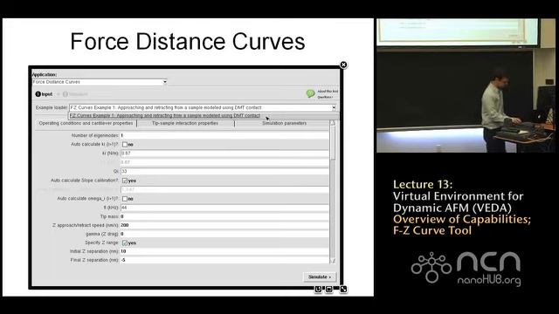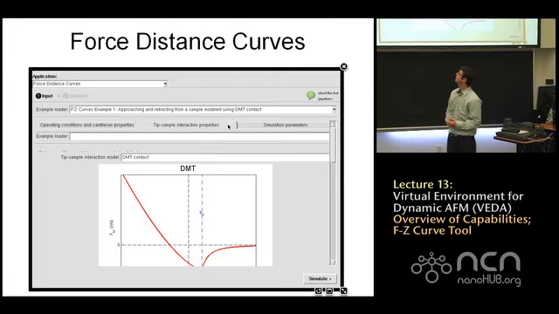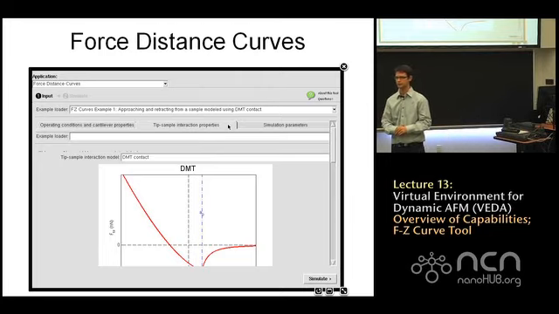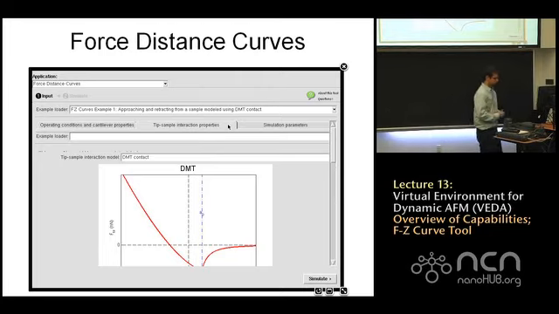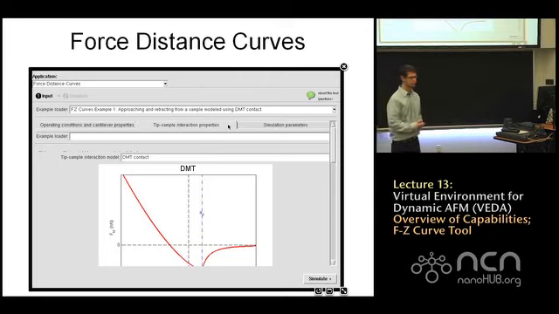If you click on the tip sample interaction properties tab, you'll find an input page that looks just like the Force Viewer tool. So, for instance, we still have our drop-down menu, and we can select the same tip sample interaction models. And here we're going to use the same DMT contact model from the Force Viewer example.